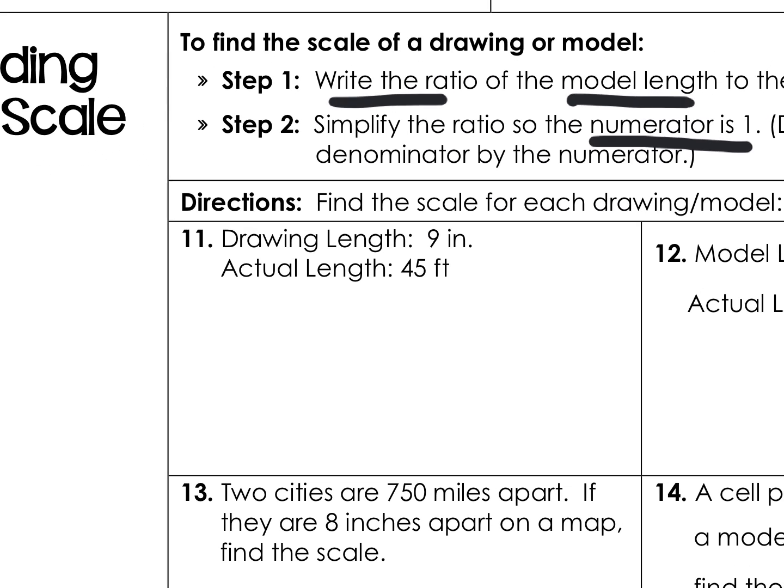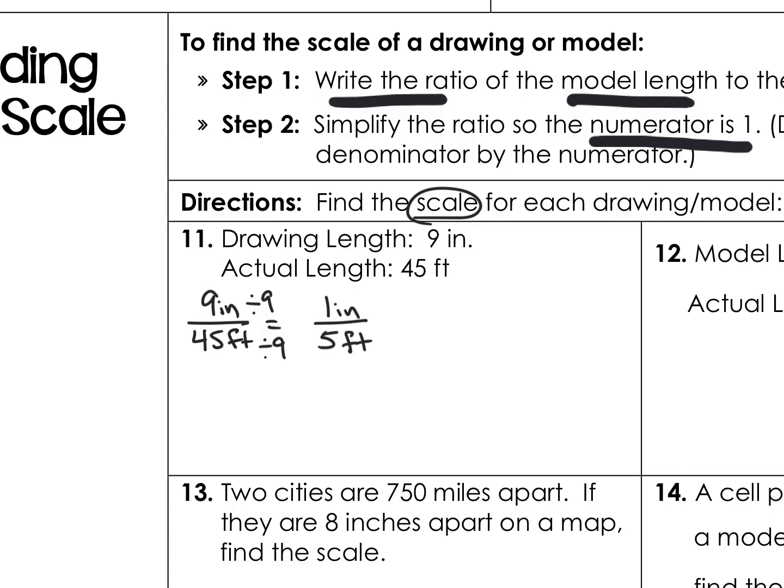Our drawing length is 9 inches, and that's equivalent to 45 feet on the actual object. But we want to find the scale. So we want this 9 inches not to be 9 inches anymore. We want it to be 1 inch. In order to turn that into 1 inch, I have to take 9 and divide it by 9 to get the 1. But if I divide the numerator by 9, because I want it to be equivalent, I'm also going to divide the denominator by 9. So 45 divided by 9 is 5, but our unit is going to stay the same. So since 9 inches is 45 feet, that's proportional to 1 inch being 5 feet.